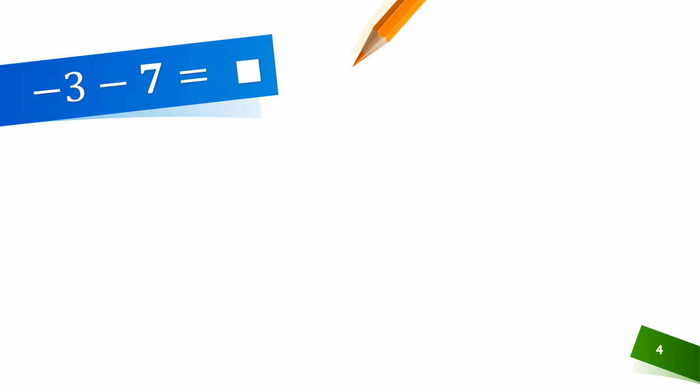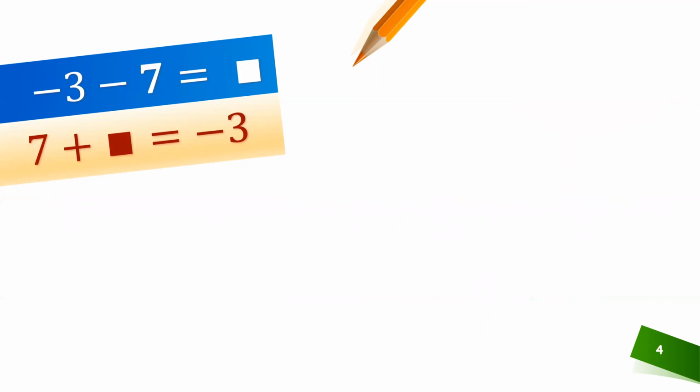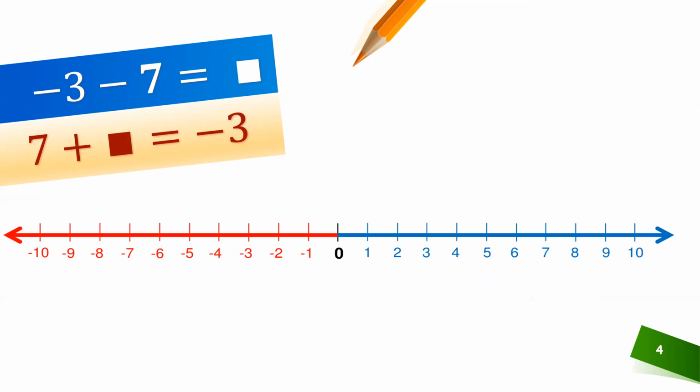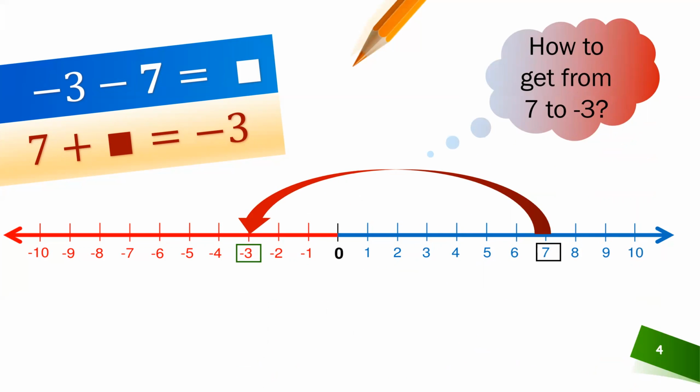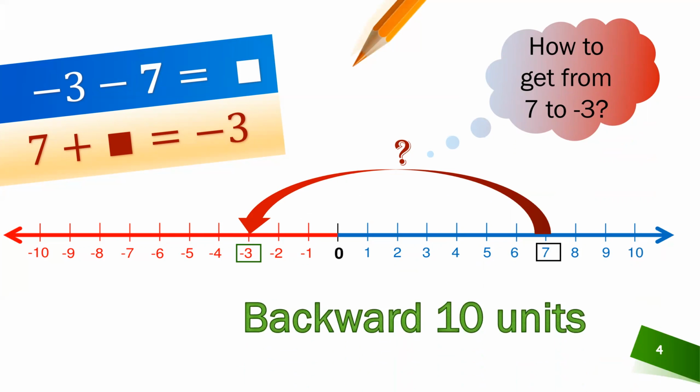Negative 3 minus 7 is blank, so that 7 plus blank is negative 3. Again, if you start at 7 and you need to end up at negative 3, you would say, how do I get from 7 to negative 3? And you will see here that we have to slide backward 10 units. So 7 plus negative 10 is negative 3. Therefore, negative 3 minus 7 is negative 10.